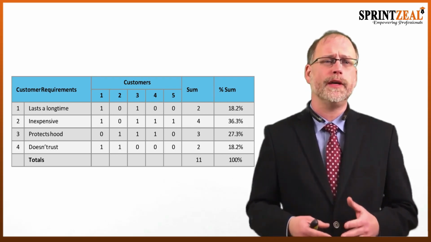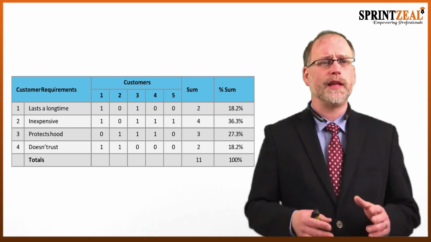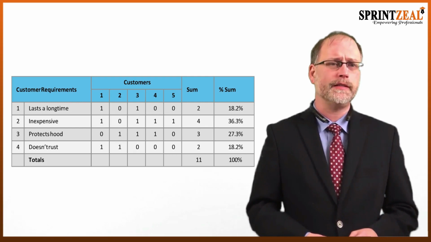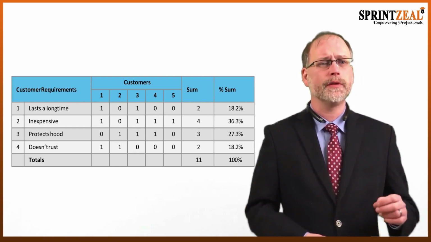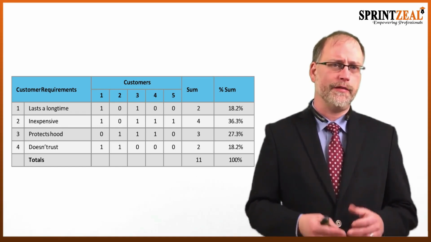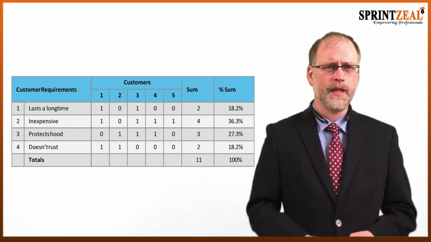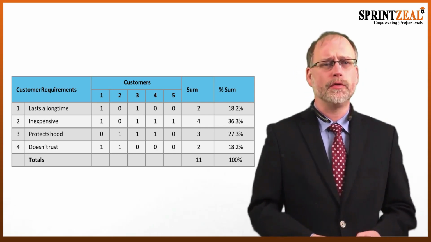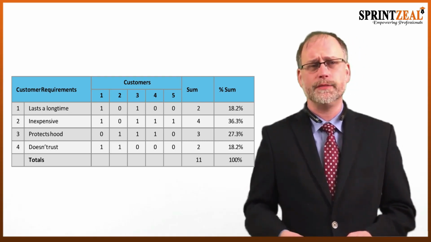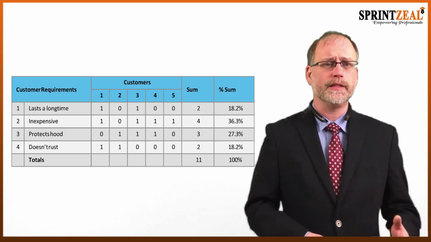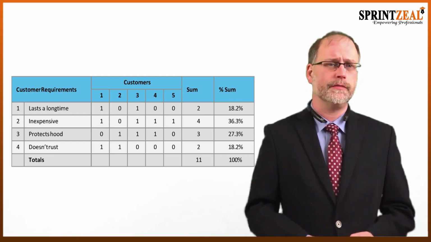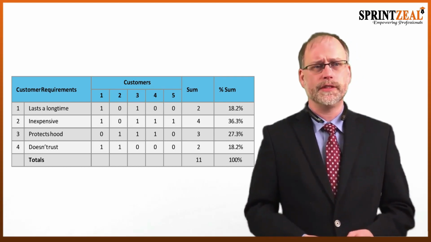So now we just sum up each one of the rows. For lasts a long time, we have 2. For our second requirement, inexpensive, we have 4. For protects hood, we have 3, and for our last one, we have 2. We add that all together, and we should have 11. So what's the percentage of that sum to the total? Well, the largest one is 4 divided by 11, which is equal to 36.3%. Then we have 27.3, and then 18.2, 2 of those. All of those added together is 100%.